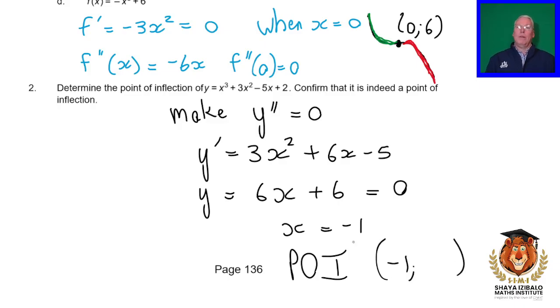How would we find the y value? We'd put that value right back up in the top here, because it's a nice easy number. We can do it in our heads. That's negative 1, plus 3 is 2, plus 5 is 7, plus 2 is 9. Negative 1, 9. I'm going to draw that graph for us just to confirm that. Negative 1, 9 is our point of inflection.